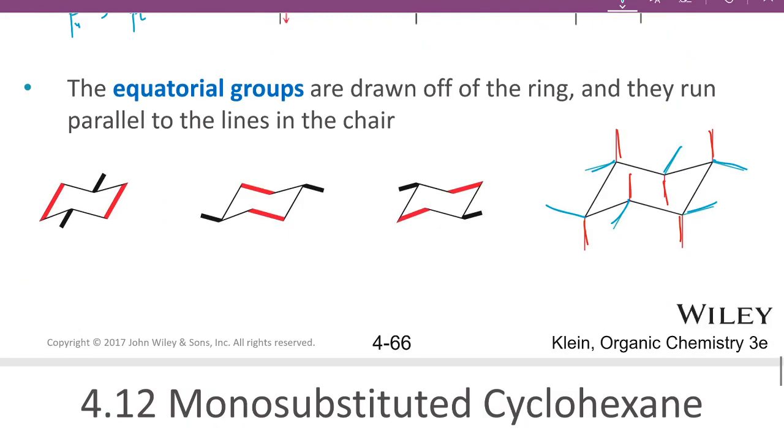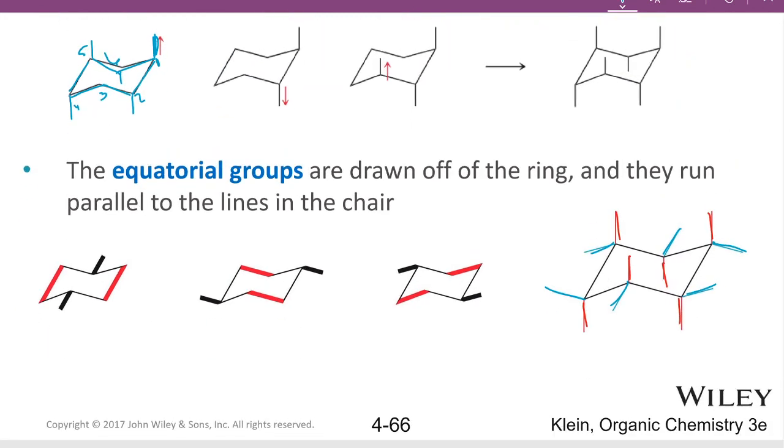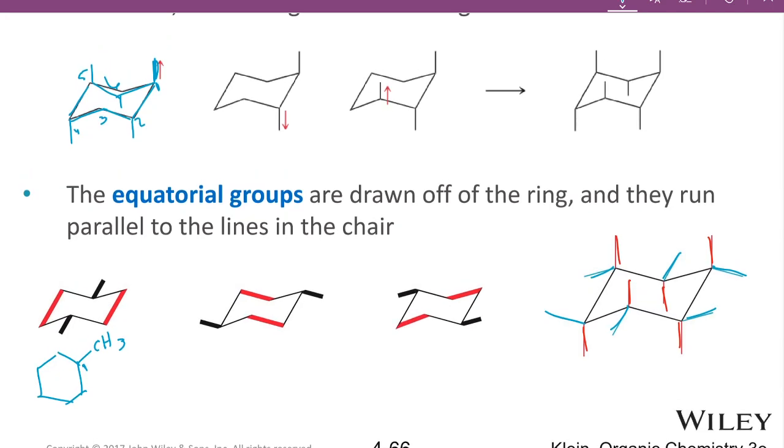So let's go ahead and practice drawing, say, this molecule right here. Let's say we had methyl cyclohexane. And let's put that methyl group at carbon 1. So we could put it anywhere, right? But we're going to put it at carbon 1. So I draw my sets of parallel lines this way. Now I'm going to draw my substituents in at carbon 1.